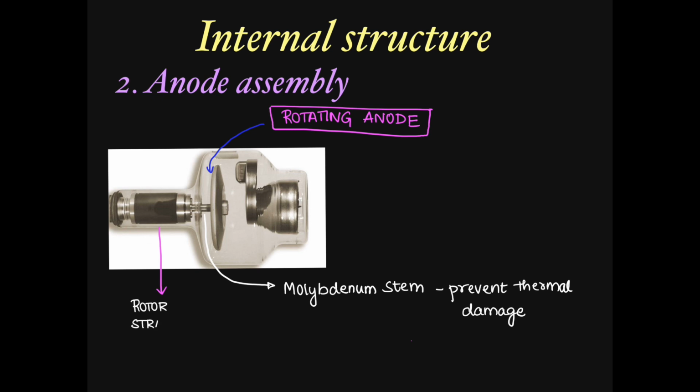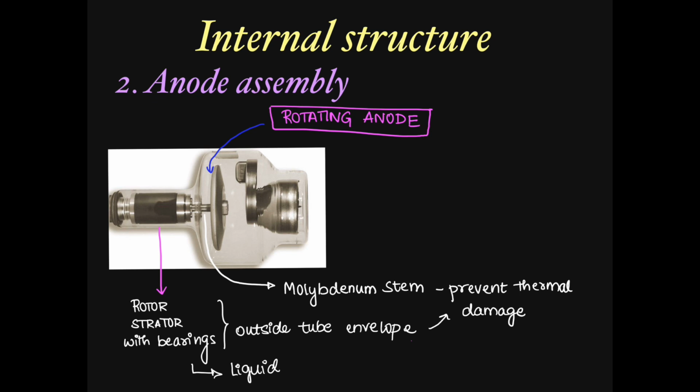The mechanism for rotation, the rotor and the stator with all its bearings, are placed outside the glass envelope, or outside the tube, again to prevent thermal damage. All these are lubricated with liquid metal. Usually silver is used, again to prevent heat damage.